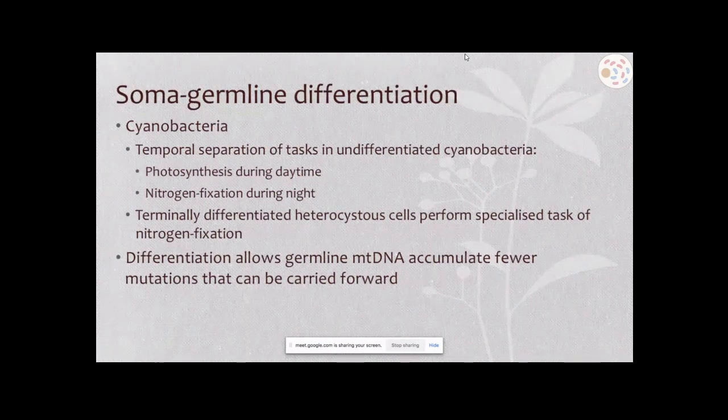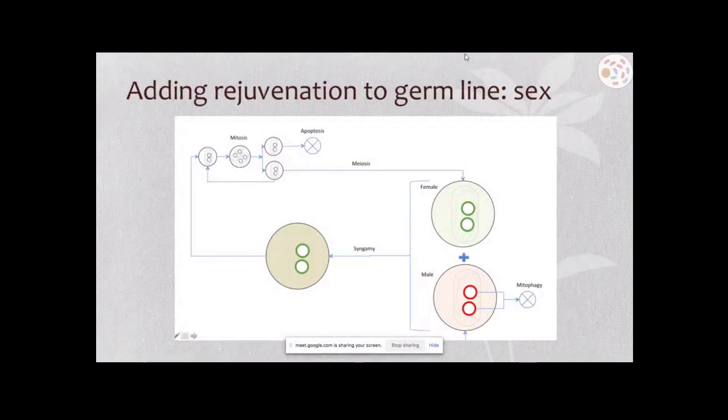This is just a history of soma germline differentiation. It started with cyanobacteria. So cyanobacteria, which were present more than 3 billion years ago, had these very primitive features of soma germline differentiation. I will just skip this slide because we have a lot to cover. But this is very interesting, really, if anyone wants to check out the history of soma germline differentiation, how it evolved with cyanobacteria.